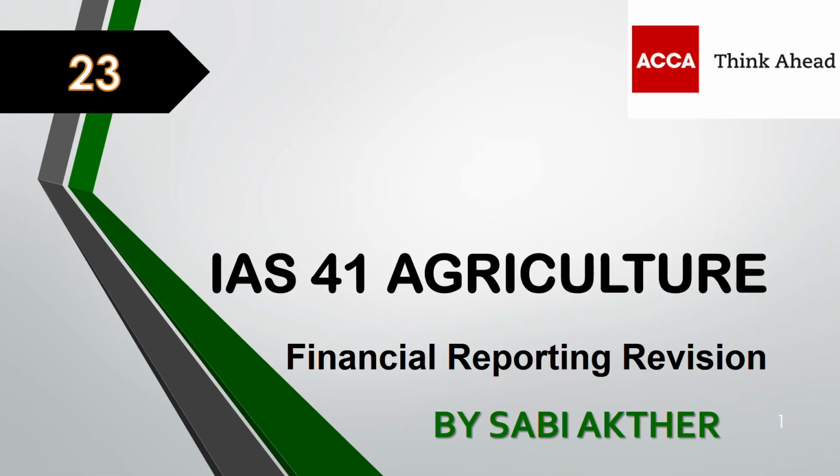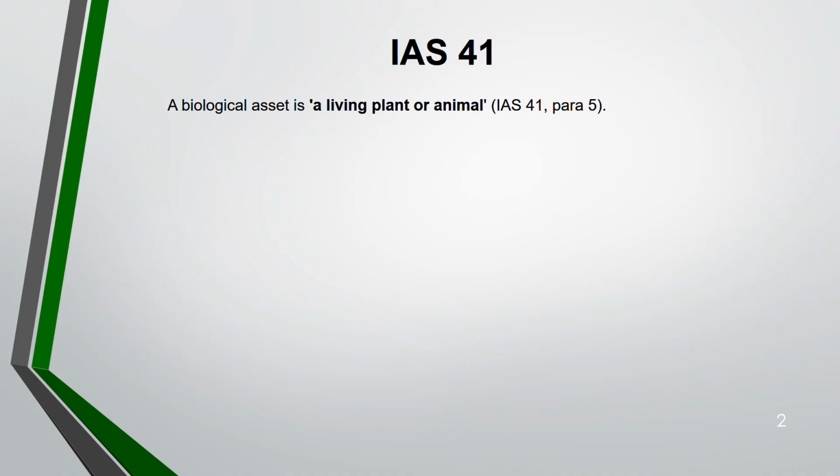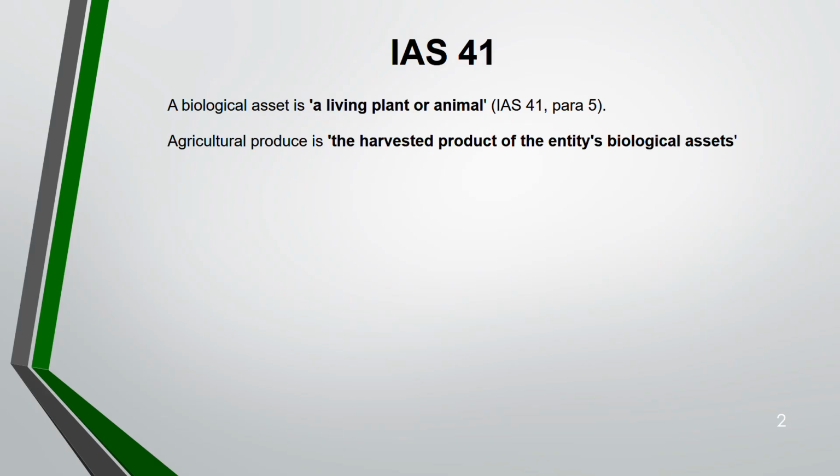Welcome to video 23, which is IS 41. This is a very short standard and not often asked in your exam, both for SBR and FR. But if it is asked, you should be in a position to know how it is accounted for. So IS 41 is a biological asset, which is a living plant or animal.